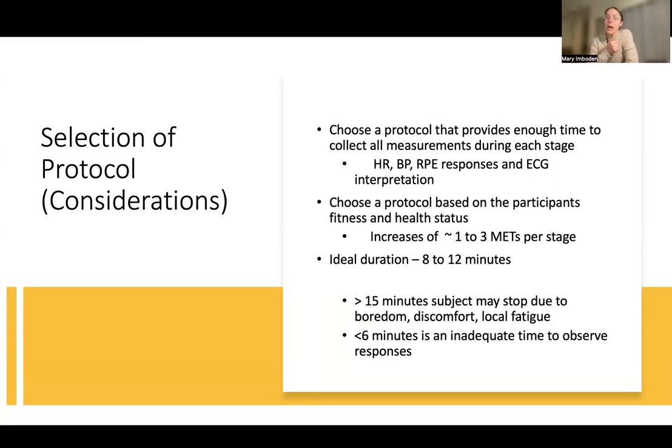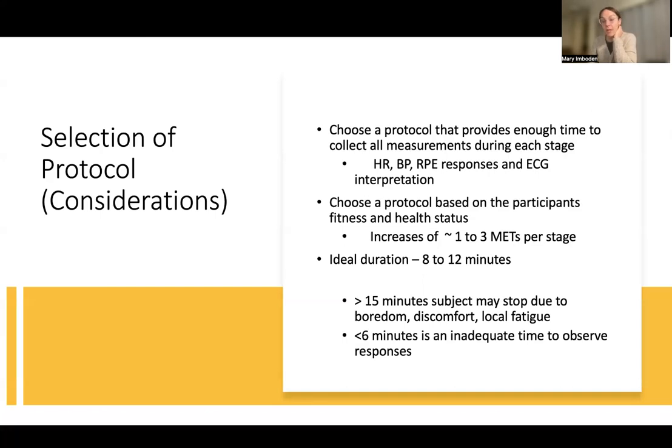Okay. We also have to choose a protocol based on the participant's fitness and health status. And so if we have a protocol that does really, really large jumps in workload between stages, that might not be appropriate for someone who's less fit or has cardiovascular disease issues, right? And so the Bruce protocol, for instance, which jumps 2.5, 3 METs between stages, that really might not be appropriate for patients that are experiencing complications from underlying cardiovascular disease or just sedentary individuals in general.